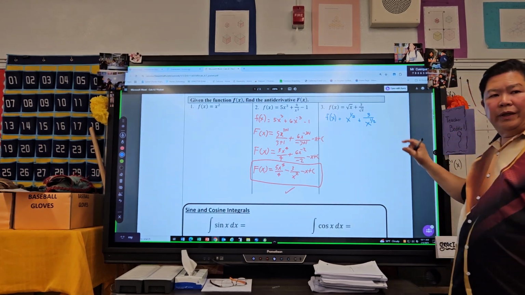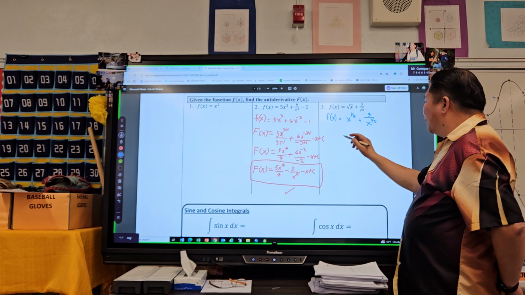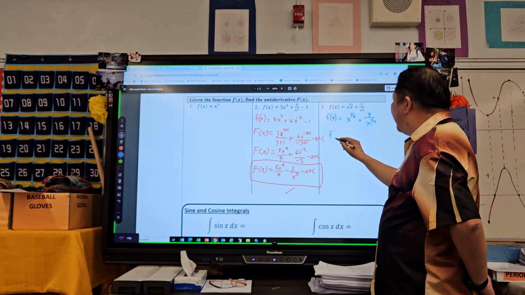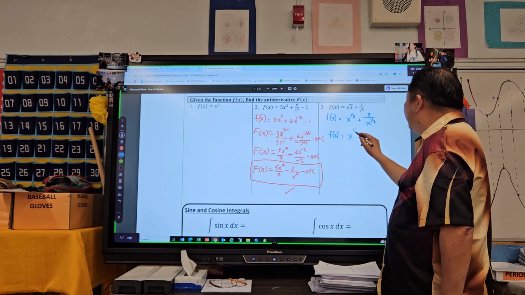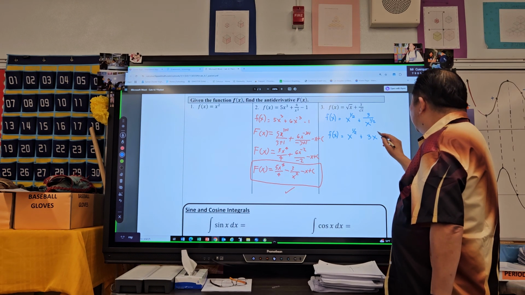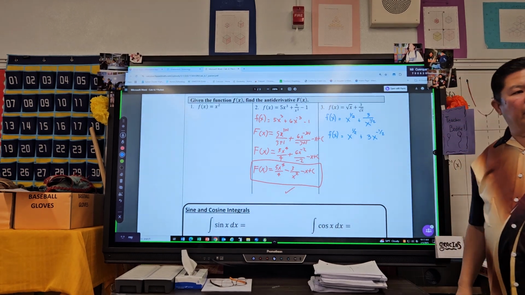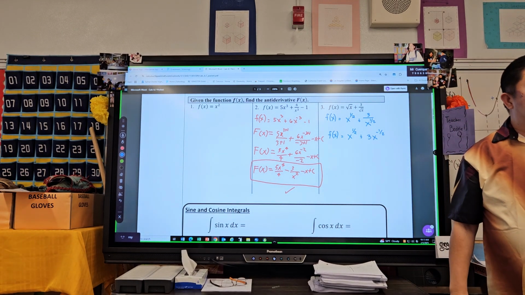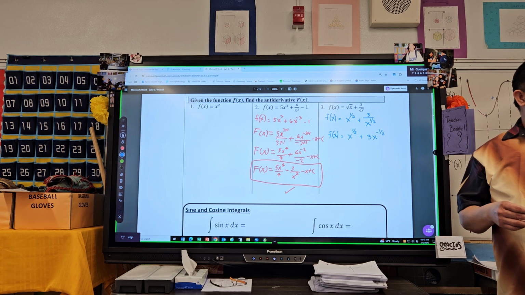But what we do with this? Bring it up, bring it up, okay? So we write again f of x is equal to x to the power of 1/2 plus 3x to the power of negative 1/2. And then you do now the antiderivative. Okay, can you do first on your own? Maybe get ready.